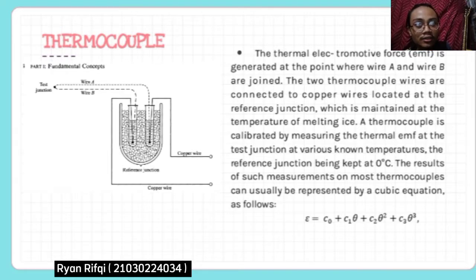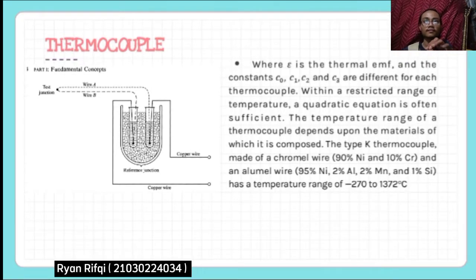Epsilon is equal to C0 plus C1 theta plus C2 theta squared plus C3 theta cubed, where epsilon is the thermal EMF and the constants C0, C1, C2, and C3 are different for each thermocouple. Within a restricted range of temperature, a quadratic equation is often sufficient.